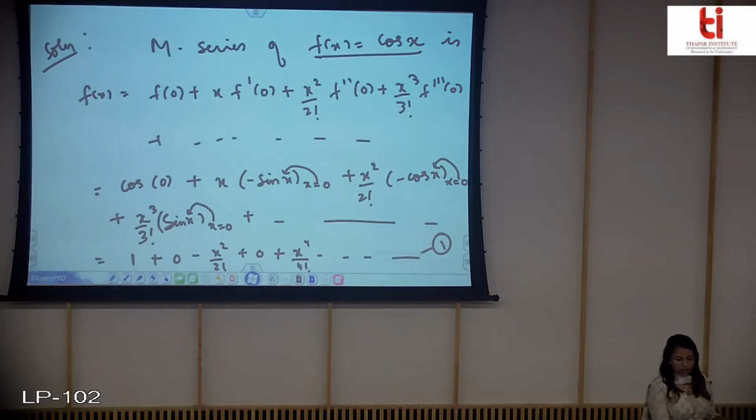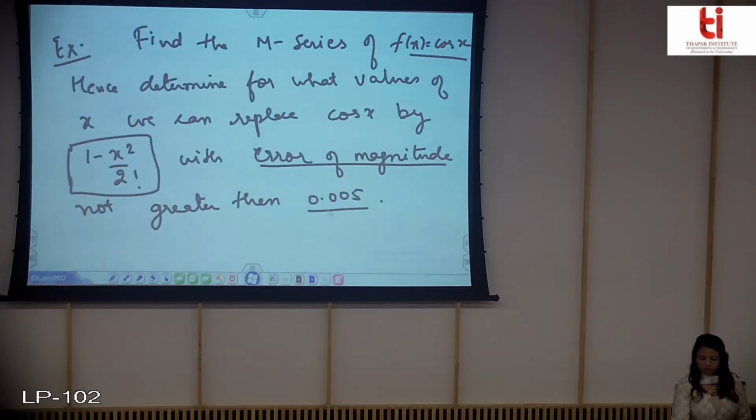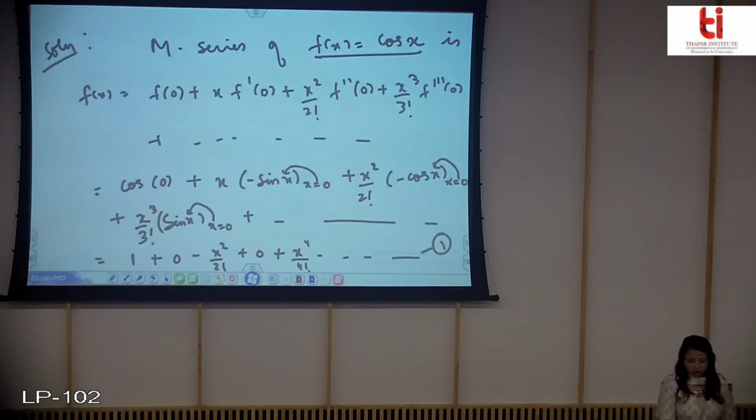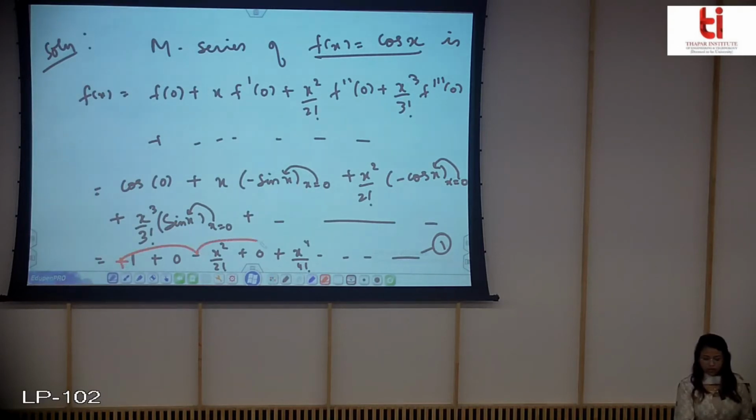Now let us see how we can find the values of x for which the magnitude of the error will be less than 0.005. Just see this series. What do you find? This one is an alternating series. In equation number 1, this is positive, then this is negative, then this is positive, and the next term will be negative, and so on. So this is an alternating series.